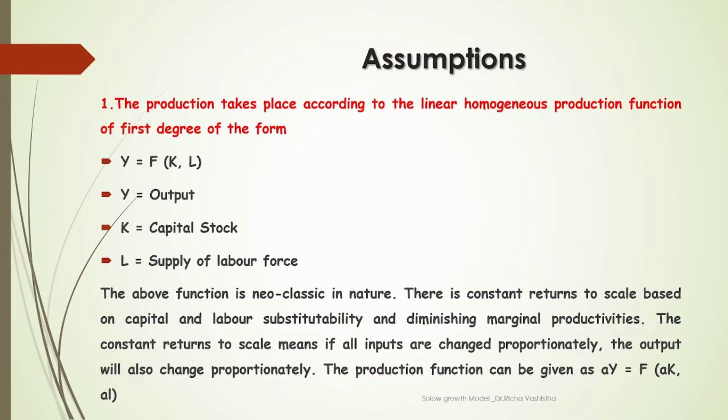This is shown here by multiplying a, which is a constant, on both sides of the equation. So the equation will turn out to be aY = F(aK, aL), where the function remains outside the brackets and a is multiplied to both K and L, meaning that there will be an equal and proportionate change on both sides.